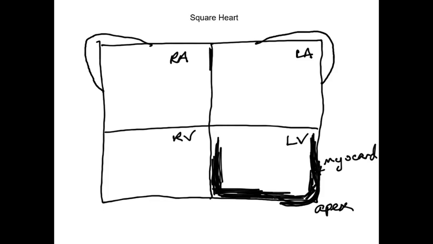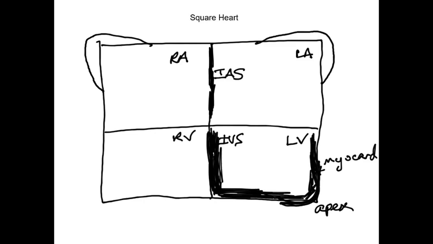The wall in between the right and left atrium, you can label that as the interatrial septum. And then this wall that is in between the right and left ventricles, you could name that the interventricular septum. I'm just using abbreviations here.